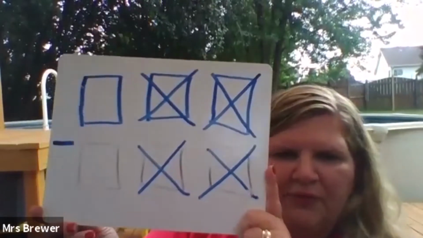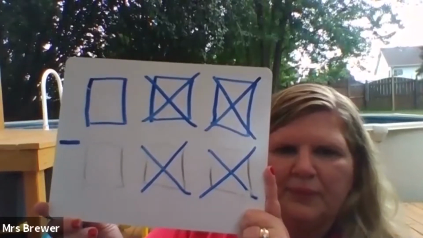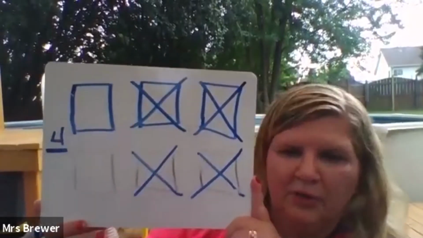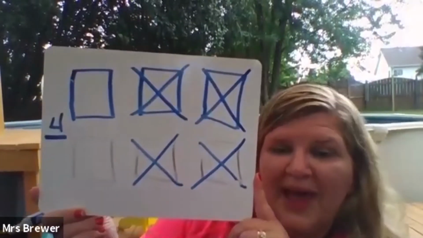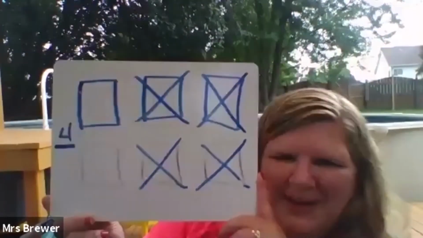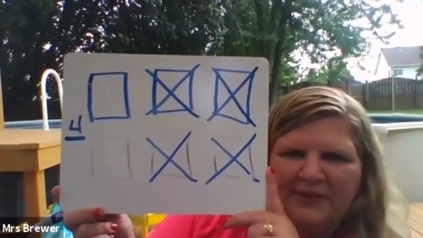So where would I put that 4? You're exactly right. That would be my numerator. So I know that 4 of my air mattresses went flat, right? Now, what could I use as my denominator? What do you think, boys and girls?